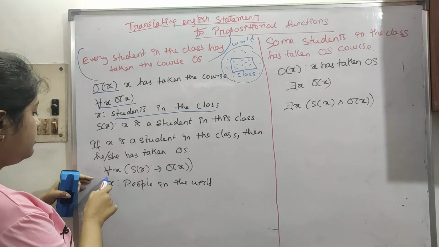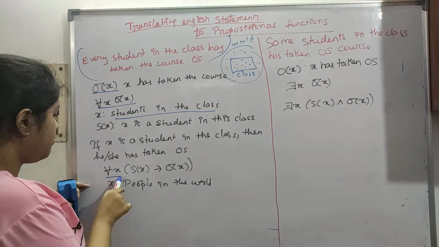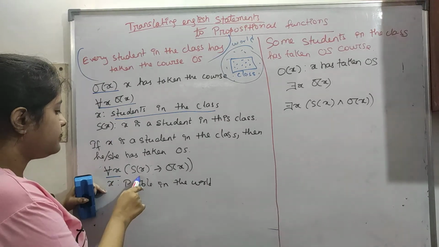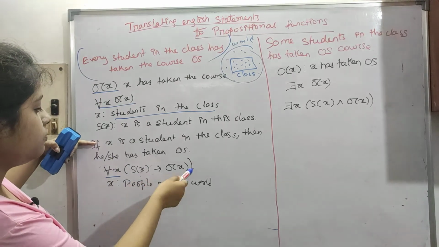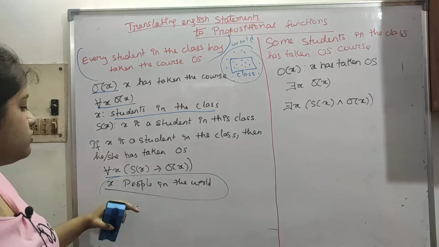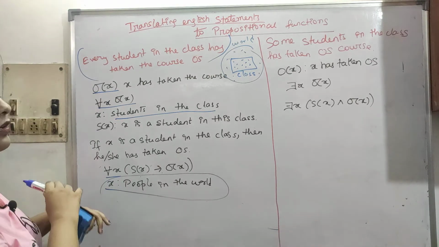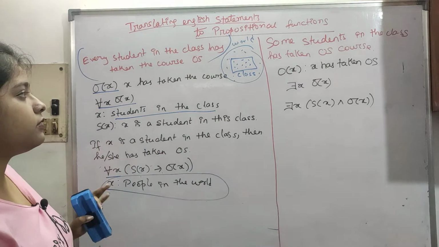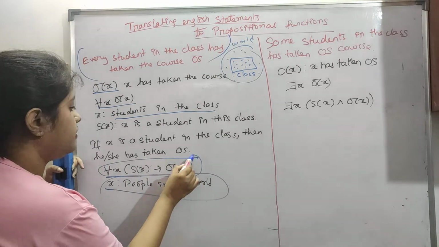So now, for "every" we have to take "for all" students. So for all is used, then S(x) → O(x). Here x is a student of the class, and the arrow means implication. So x is just a person in the world; we have taken the world as our boundary. Now let us write it down like this.